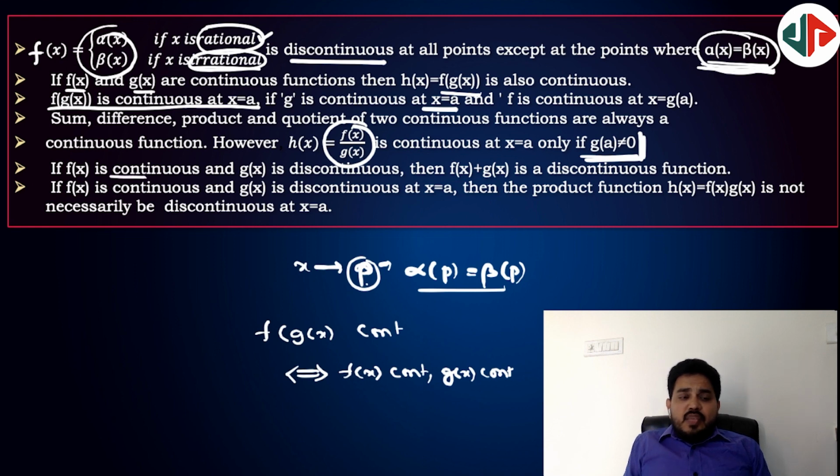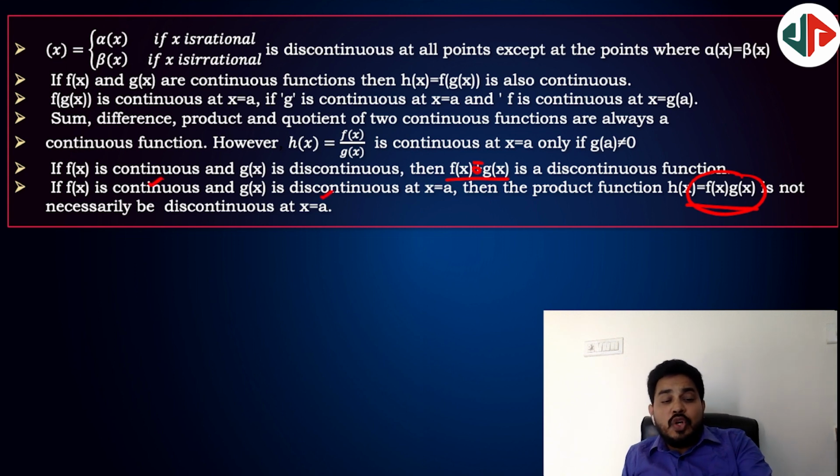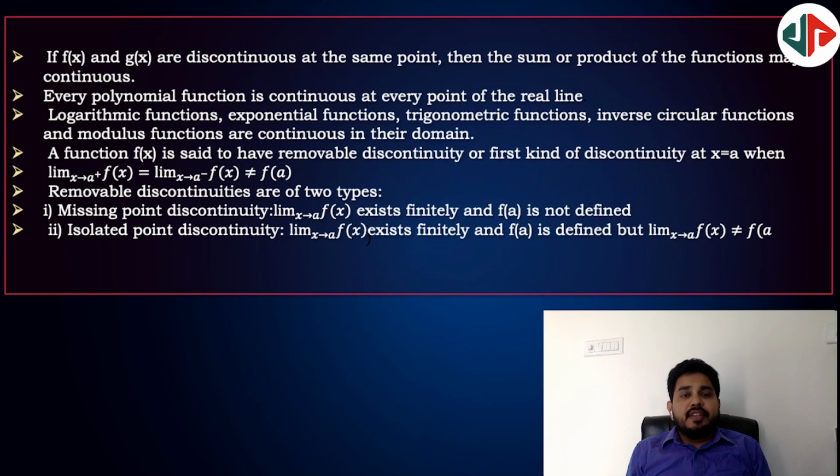If one function is continuous and one function is discontinuous, then the sum will be discontinuous. Not only sum, even difference is also discontinuous. But the product may or may not be discontinuous. So it's not necessary that the product of a continuous and a discontinuous function is discontinuous. Sum of two continuous functions is always continuous. Okay.